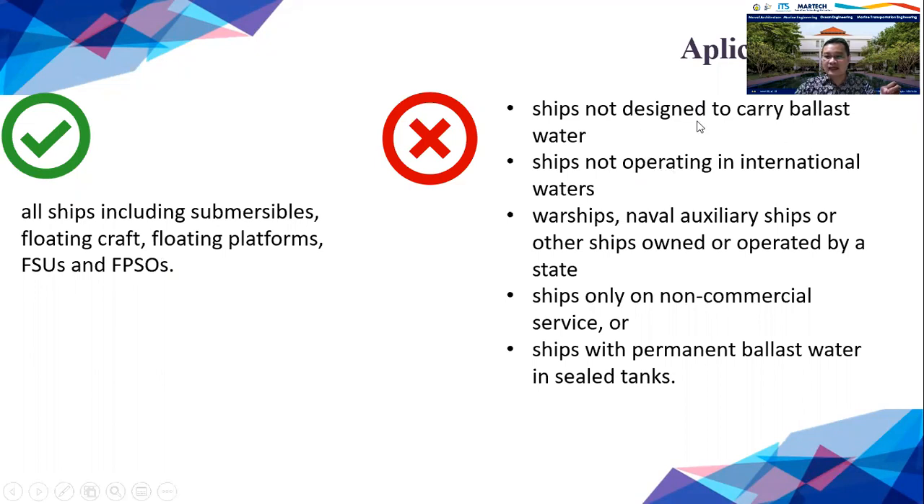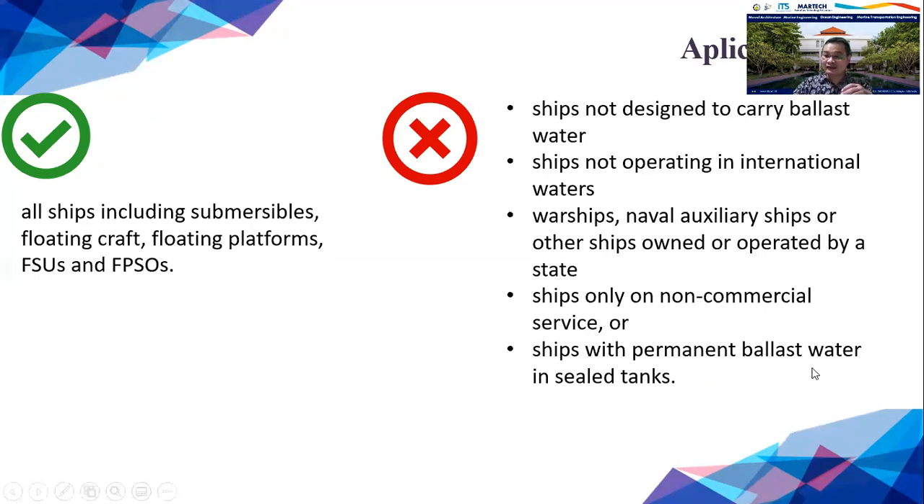This one is not implemented to a ship not designed to carry ballast water. And the second one, a ship not operating in international waters, because the Ballast Water Convention is basically for ships that go internationally. Then the third one, a warship, naval auxiliary ship, or other ship owned or operated by a state. The fourth, a ship only on non-commercial services. And the last one, a ship with permanent ballast water in a sealed tank.